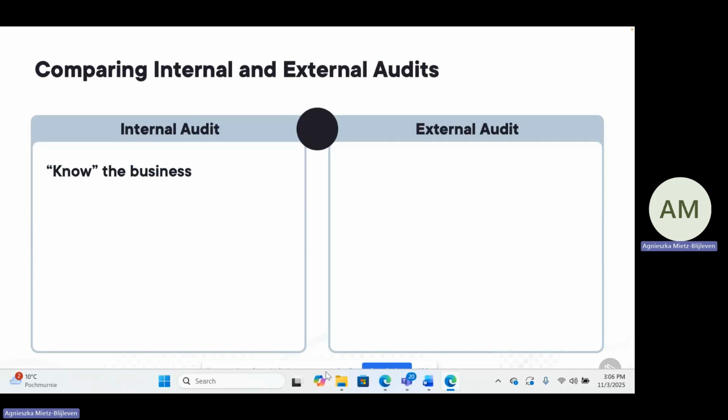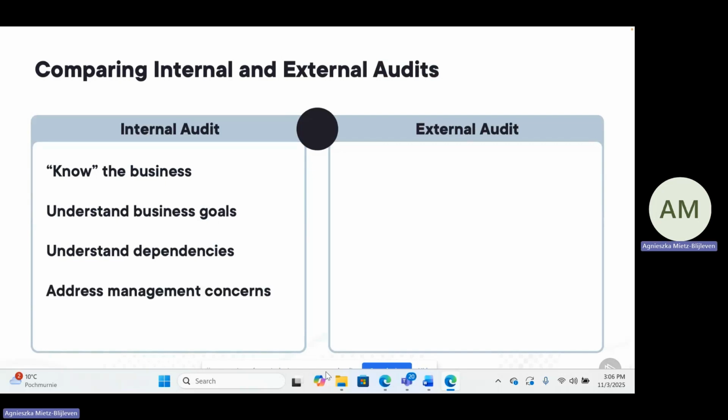is made up of people that are from within the company that really, they know the business, they know the people, they know the processes. Sometimes we say they know where the skeletons are hidden in the closet, for example. They understand what the main business goal is, and they also understand the relationships between different systems and departments and those dependencies. In many cases, internal audit is set up to address management's concerns.